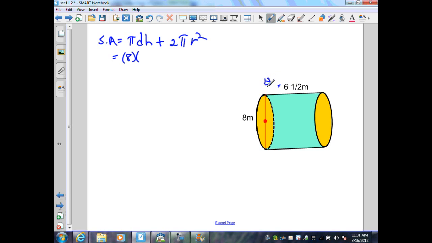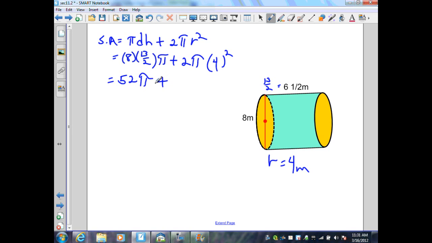Improper fraction is 13 over 2, times pi, plus 2 times pi. And here, my radius is 4 meters, since I know that it is half the diameter. So 4 times 2. When I simplify, 8 divided by 2 is 4, times 13 is 52 pi, plus 2 times pi times 16. 4 squared is 16, gives me 52 pi, plus 2 times 16 is 32 pi.